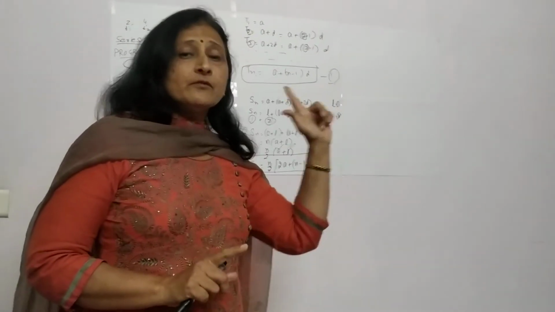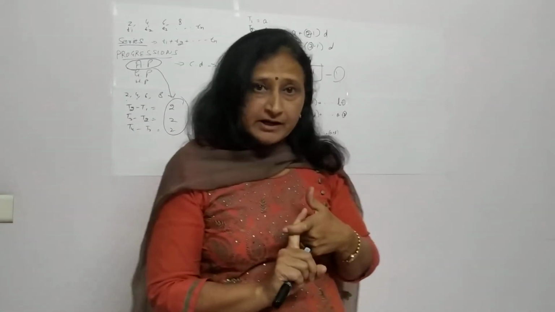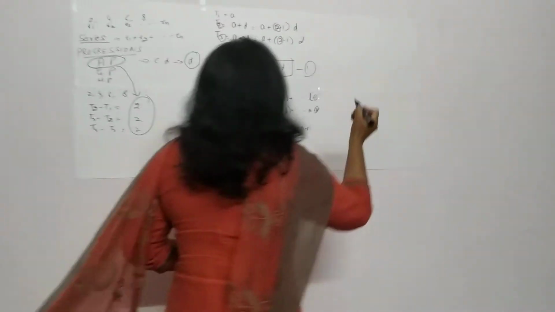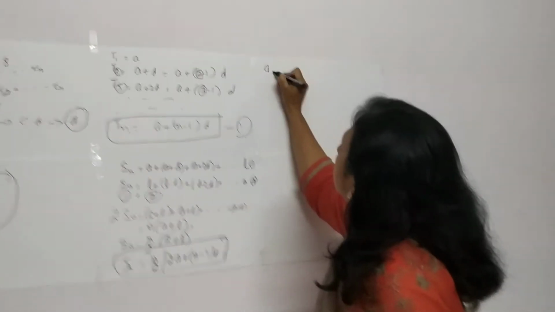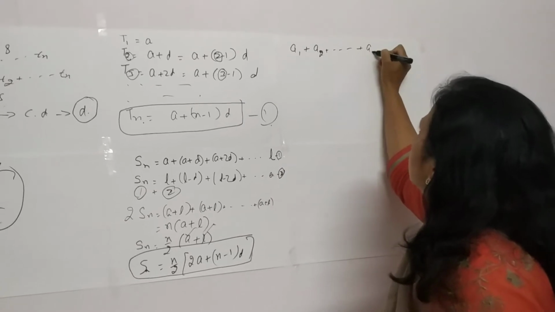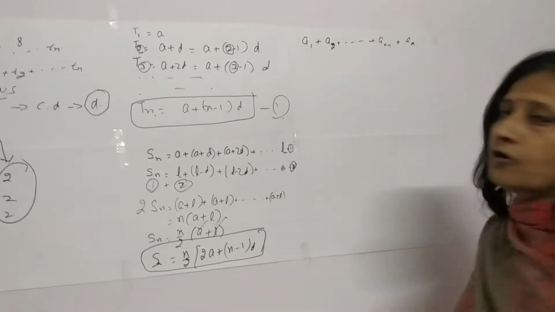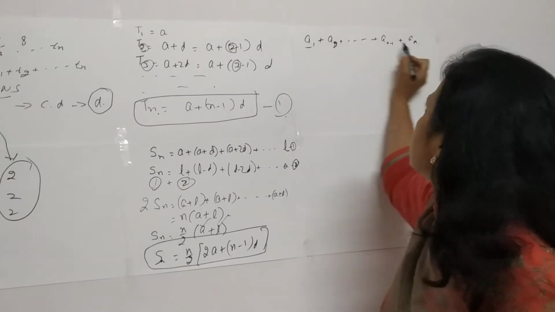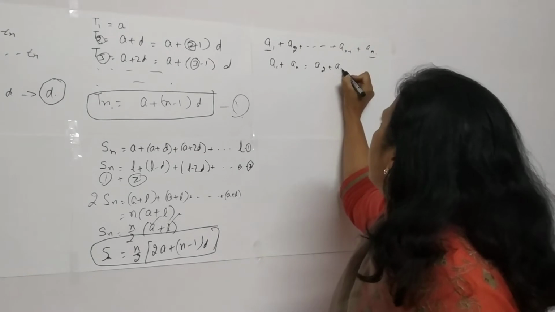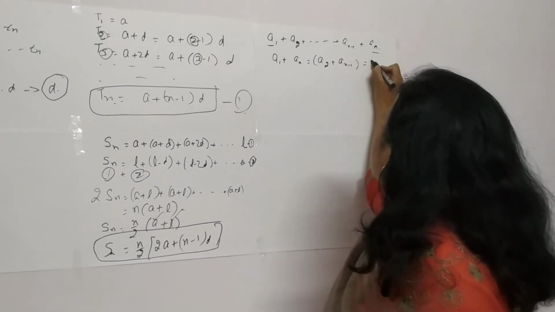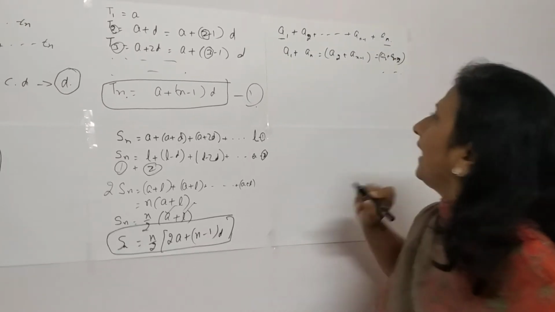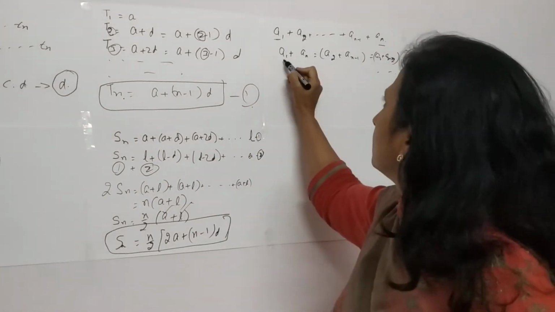Number 3 property: the sum of the terms of an AP that are equidistant from the beginning and the end is always constant, and it is always equal to the sum of the first and the last term. What I am saying is, if the terms are A1, A2, and so on, the sum of terms equidistant, meaning the first and the last term, A1 plus An, will be equal to A2 plus An minus 1, will be equal to A3 plus An minus 2, and so on.